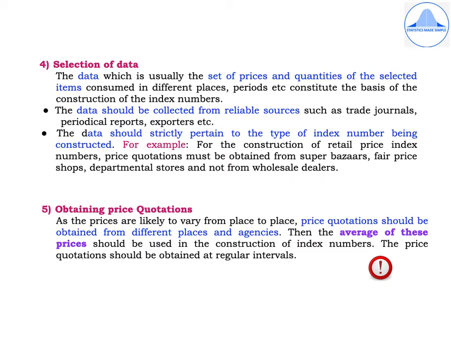Fifth step is obtaining the price quotations. Now, as the prices are likely to vary from place to place, the price quotation should be obtained from different places and agencies. Then, the average of these prices should be used in the computation of index numbers. This is an important point to keep in mind, that is, the average of the prices should be used in the computation of index numbers, and also these price quotations should be obtained at regular intervals of time.